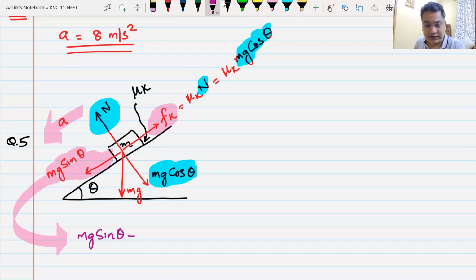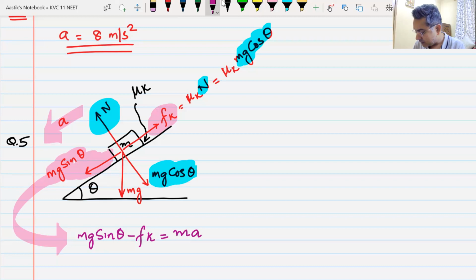The upward force is Fk. So minus Fk. If this block was not moving, if the block was in equilibrium, then this would be equal to 0. But here the block is moving. So this is equal to m into a, where a is the acceleration of the block.